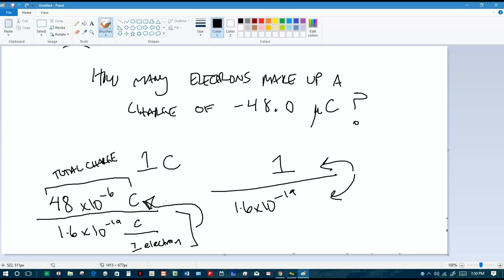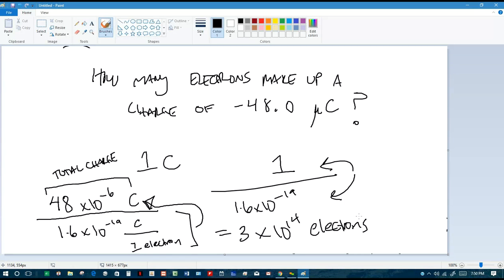Close parentheses. So I got 3 times 10 to the 14. Yep. So it's going to be a negative. There you go. Because it's still negative 48 in the beginning. So right.